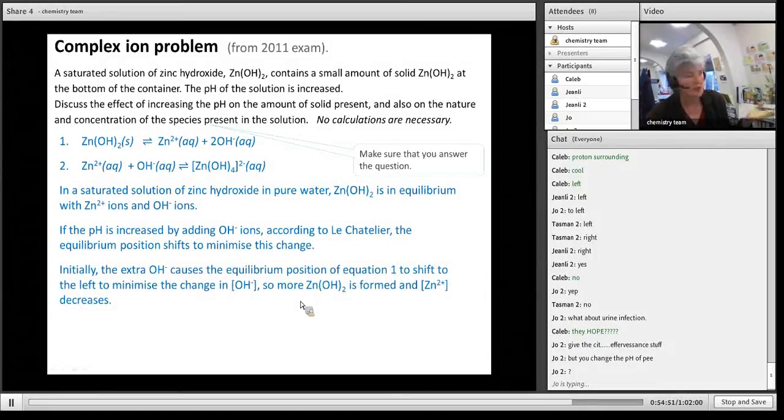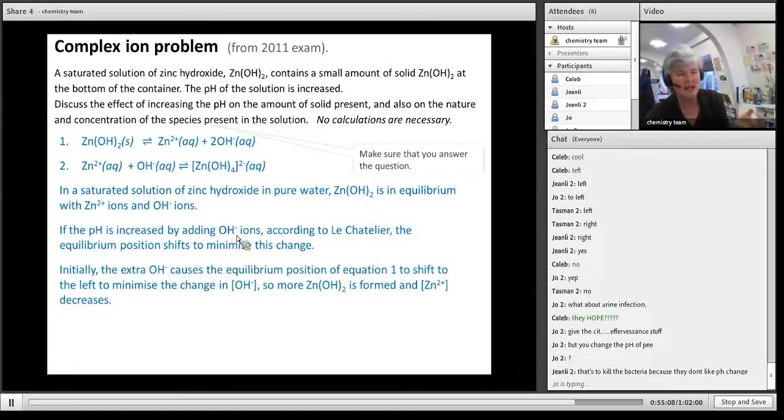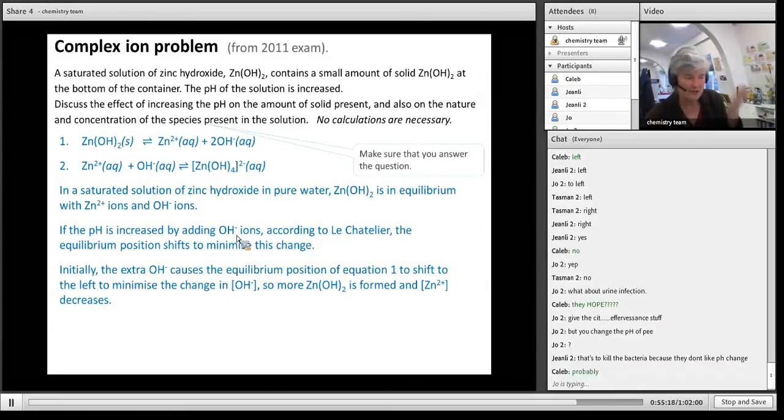Okay, so when you read over your statement and then your explanation, look at it from the point of view of: is my teacher really dumb? I need to explain every little point. Is it clear what equation I'm referring to? Is it clear what ion I'm referring to? Is it clear what is happening? Okay.